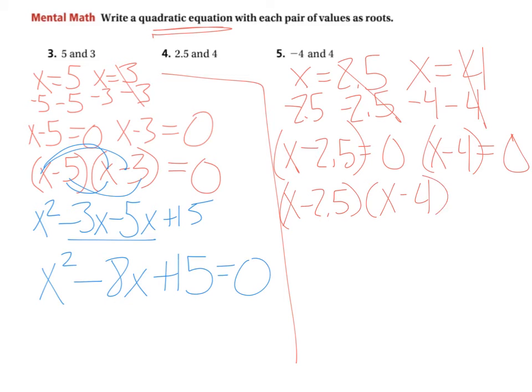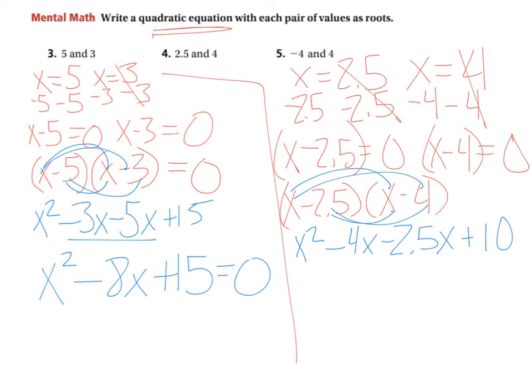So again, I am using FOIL. My first terms, x times x. My outer terms, x times negative 4. My inner terms, negative 2.5 times x. And then my last terms, negative 2.5 times negative 4, which is going to give us a positive 10. So then combining my middle terms, I get x squared minus 6.5x plus 10 equals 0.